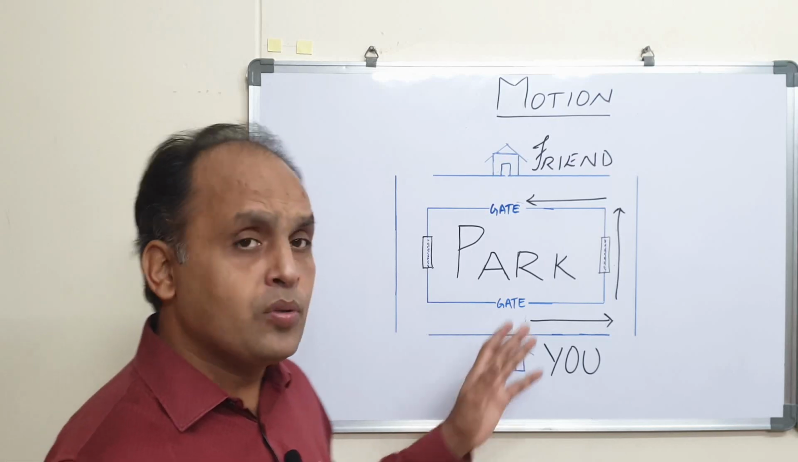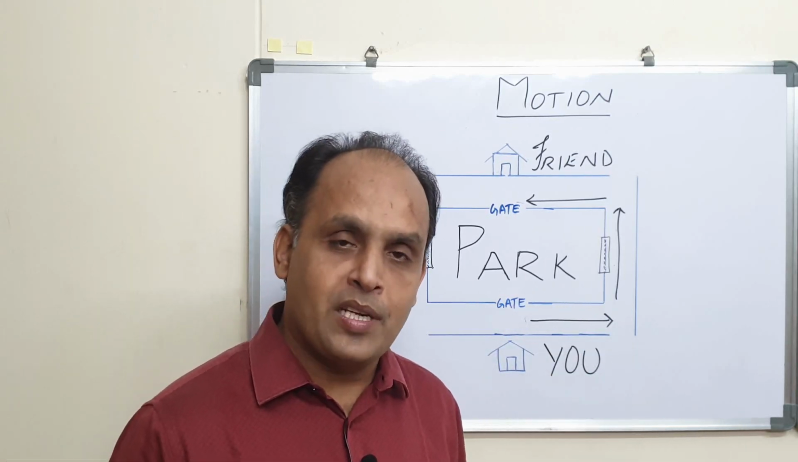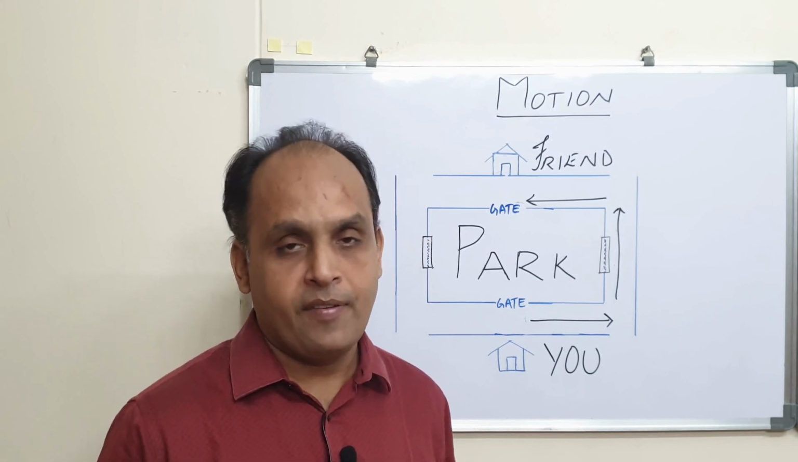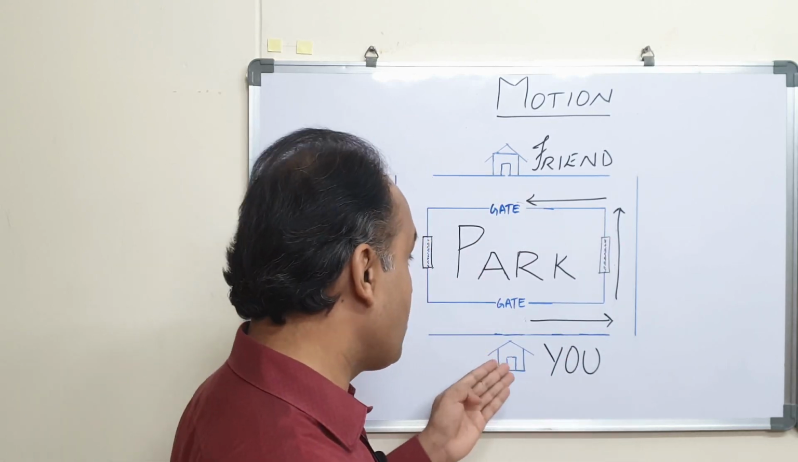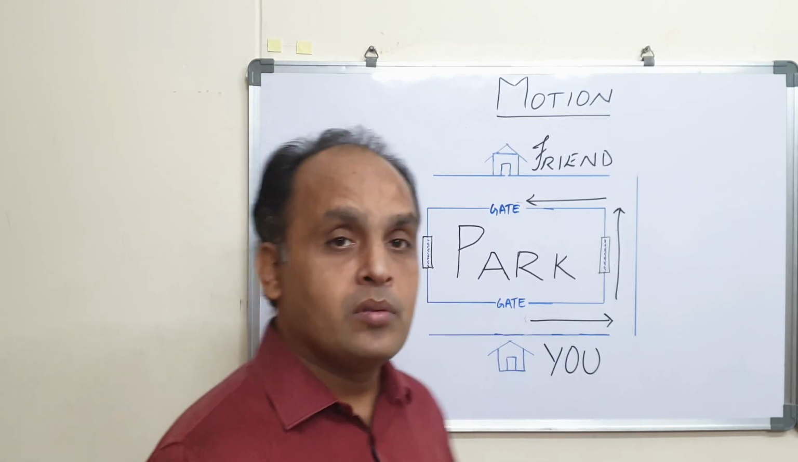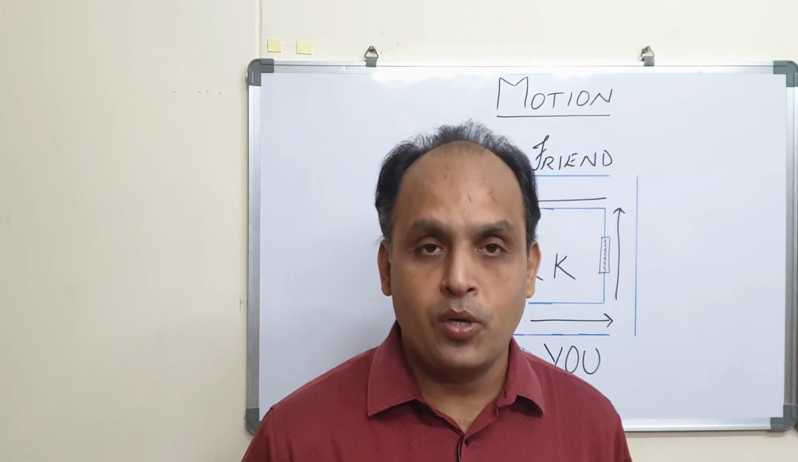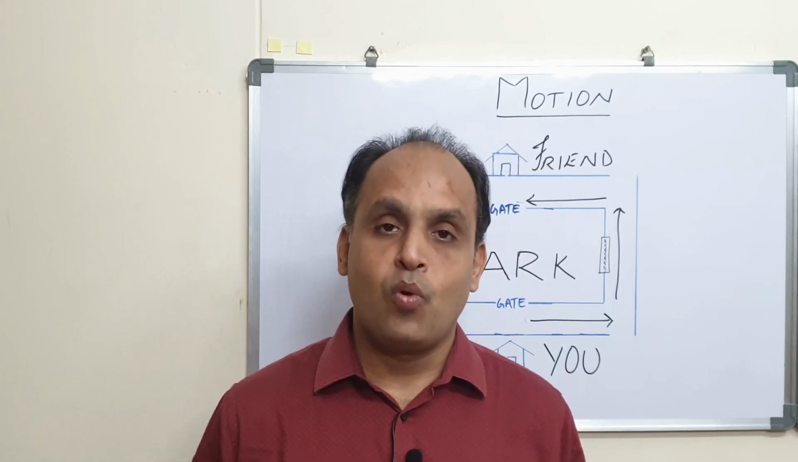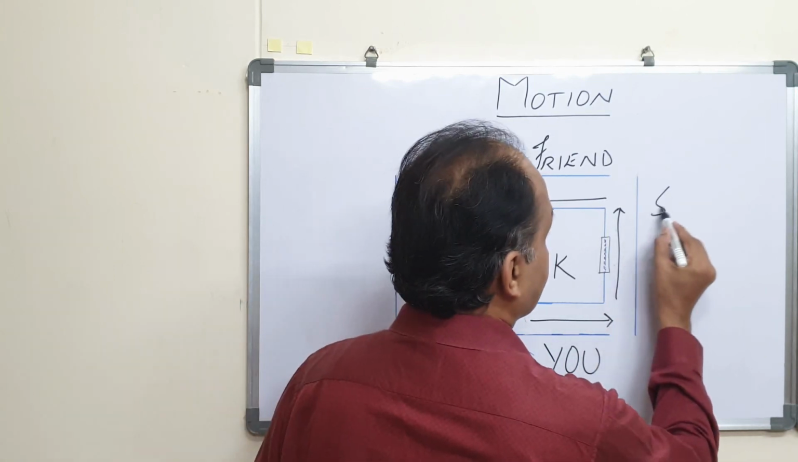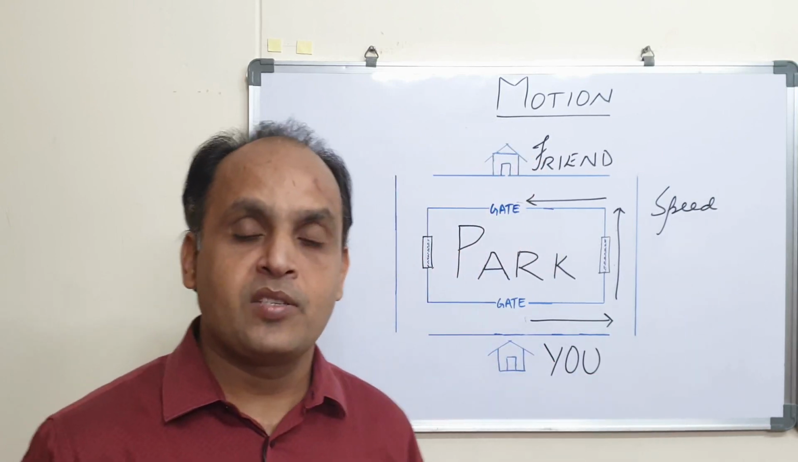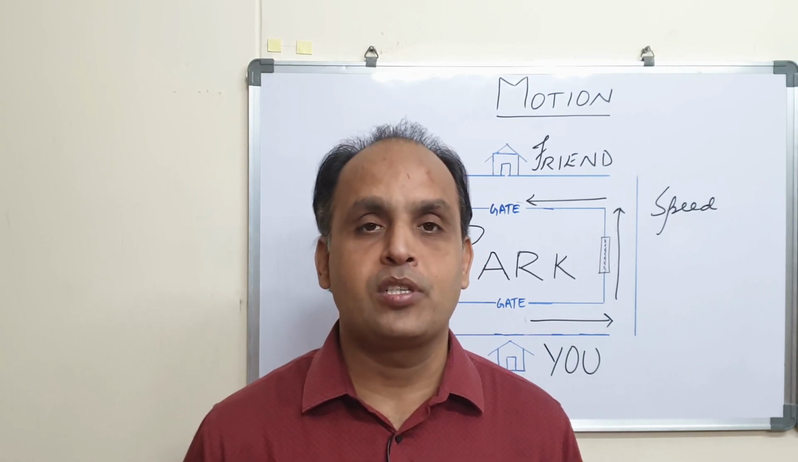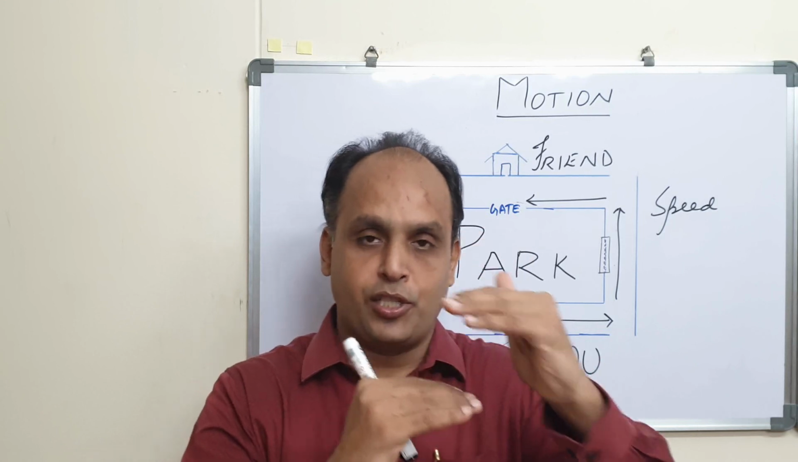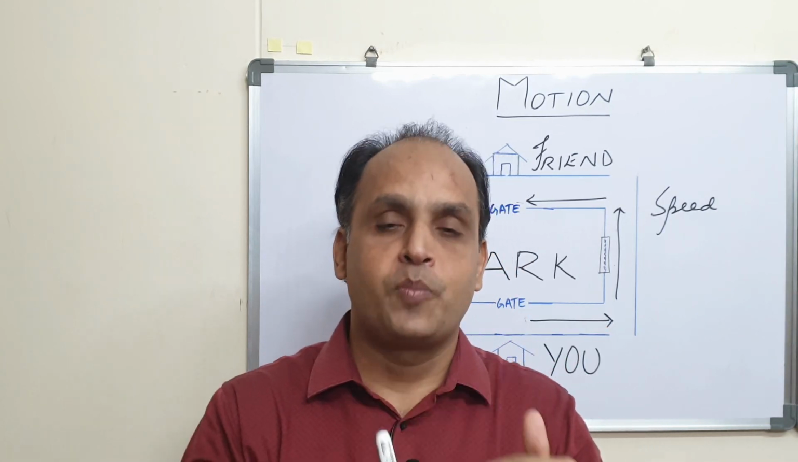Now, for you to cover this distance, you must have taken some time. Definitely, we require some time to cover the distance from your house to your friend's house, right? So this distance covered by you in some time is what we call speed. So speed is basically the distance covered in a given time. So how much time you take to cover the distance, this ratio is what we call speed.